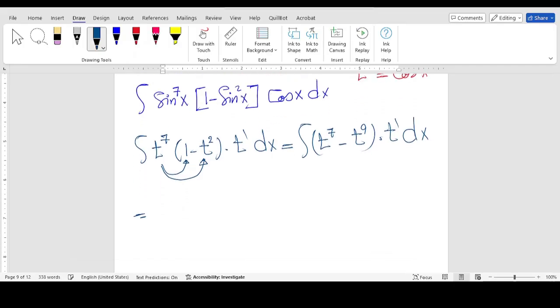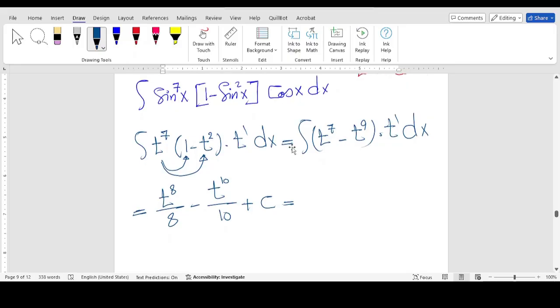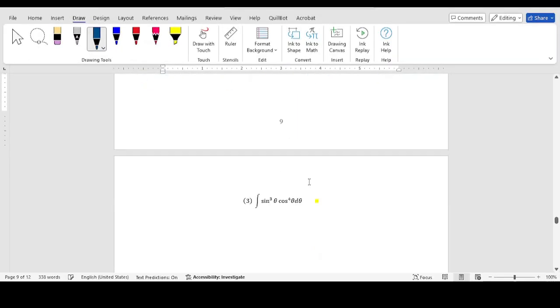The integration of t to the power 7 will be t to the power 8 divided by 8 minus t to the power 10 divided by 10 plus c. What is t? t is sine x, so this would be 1 divided by 8 sine to the power 8 x minus 1 divided by 10 sine to the power 10 x plus c. This is the first one.